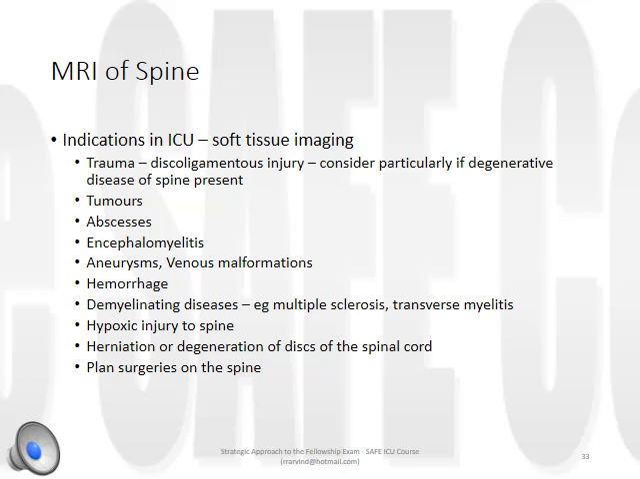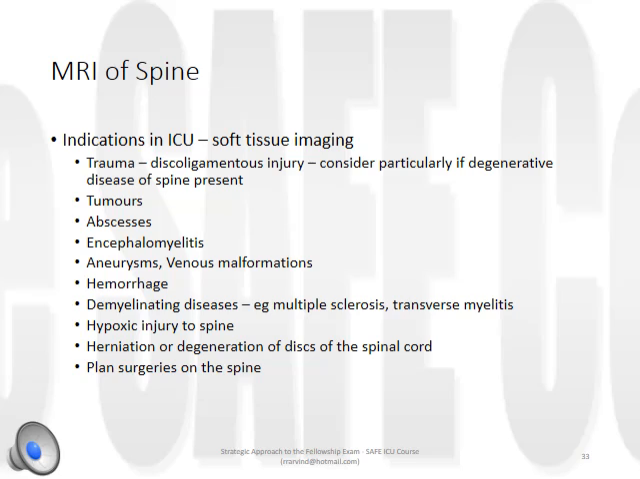So now we can move on to consider the use of MRI of the spine in intensive care. MRI is for soft tissue imaging. It's not going to show bony pathology with the same resolution as a CT scan, for example. So in trauma, we're using it to look for discoligamentous injury. And you'd consider it particularly if there was degenerative disease of the spine present.